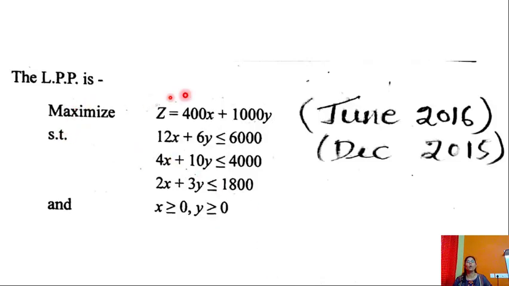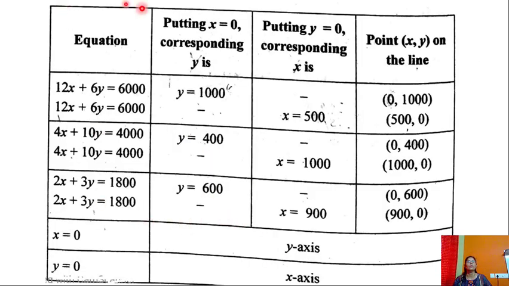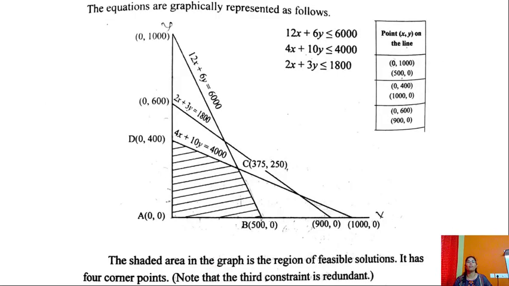Now let us go to the next problem. This problem was asked in June 2016 as well as December 2015. Here there are 3 constraints and all are less than equal to. So draw the table and put the equations into equality and find the values for x and y. Find the points for x and y which are to be plotted on the graph. Now you can see this graph, it comes like this.